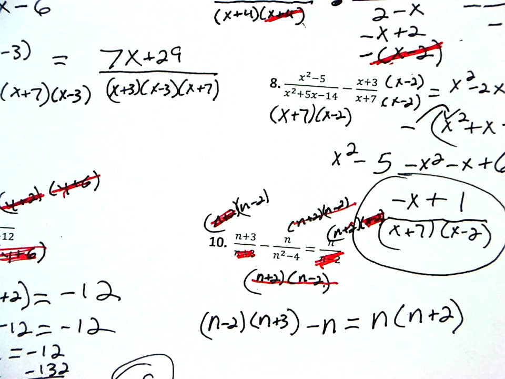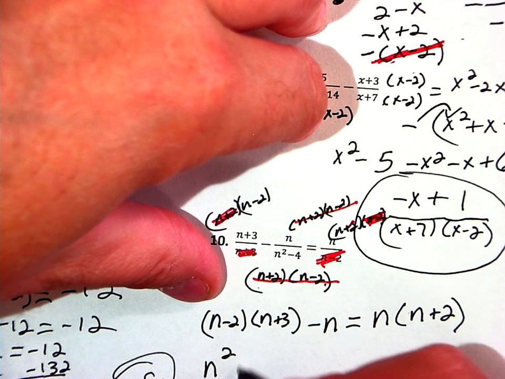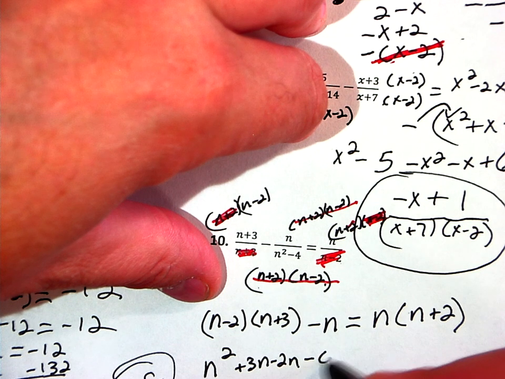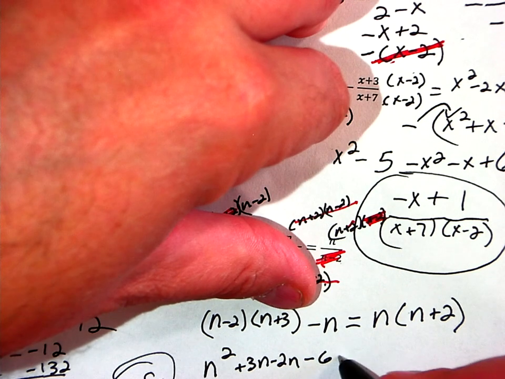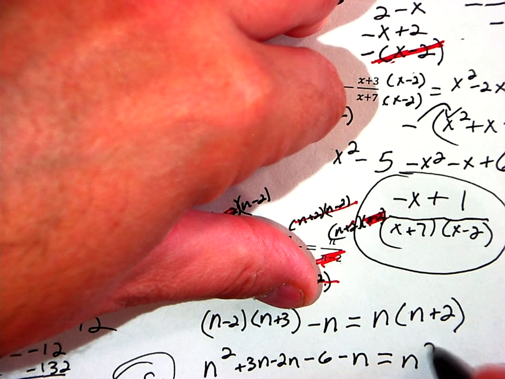All right, so now I need to FOIL this. n times n is n squared, plus 3n, minus 2n, minus 6. The minus n is just kind of chilling. n times n is n squared. n times 2 is 2n.